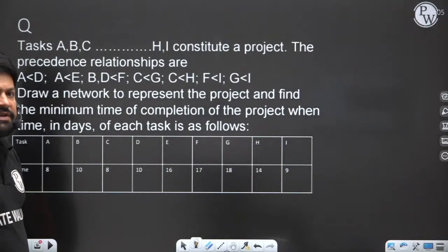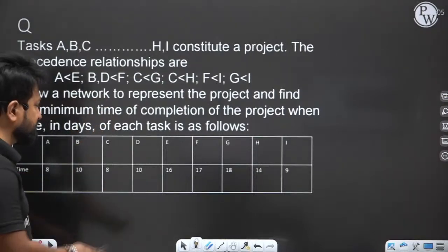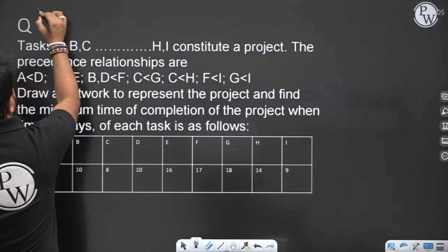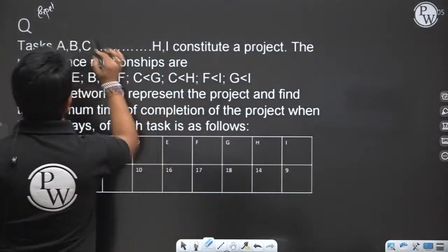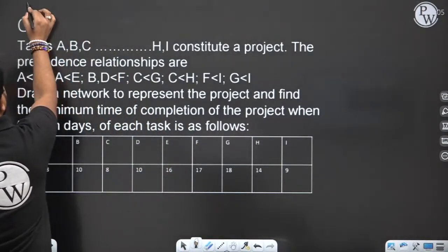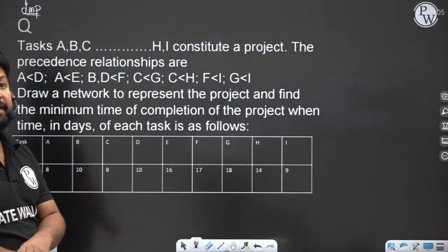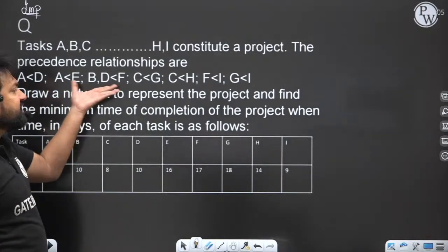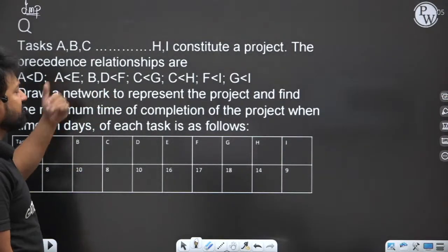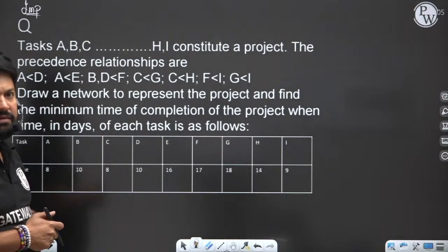Are you people doing this question? It's a very good and expected question. It's an important question, my dear. This type of pattern may be asked, GATE can ask this type of pattern, my dear.